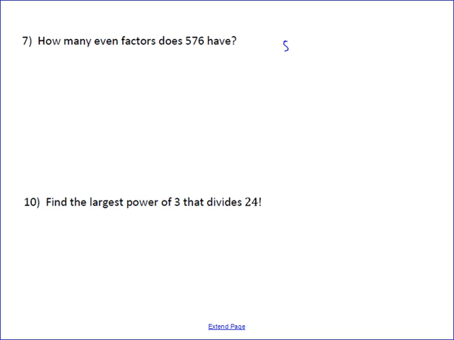So we start the same way we've started all these factor problems, which is to do the prime factorization. 576, if you do your prime factorization, turns out to give you 2 to the 6 times 3 squared. Now, when doing this problem, to find the number of even factors, it's actually easier to find the number of odd factors.